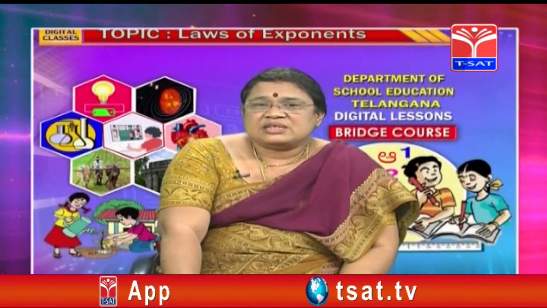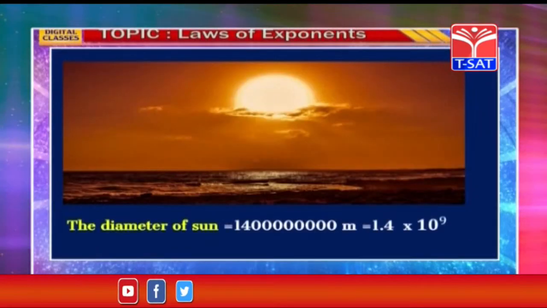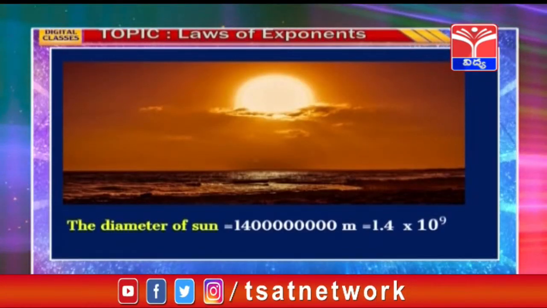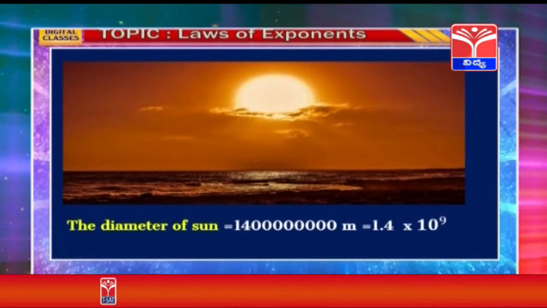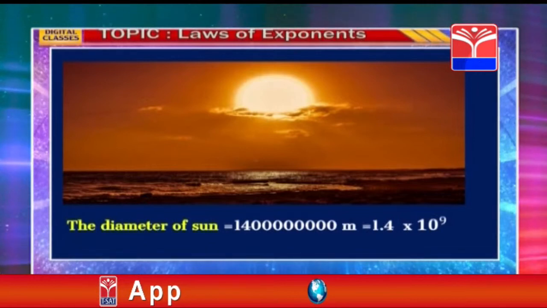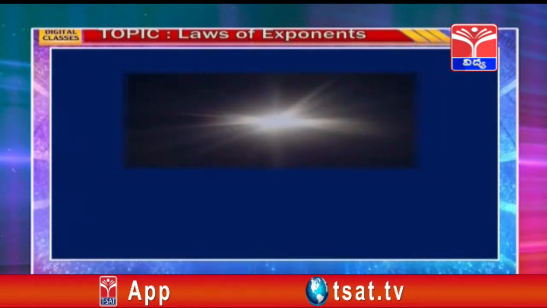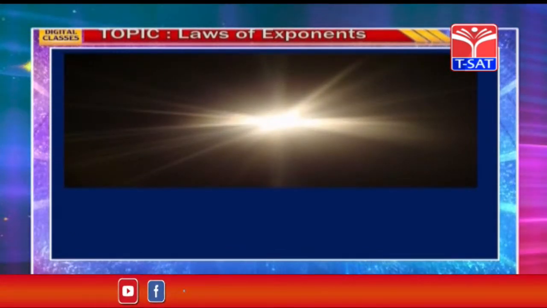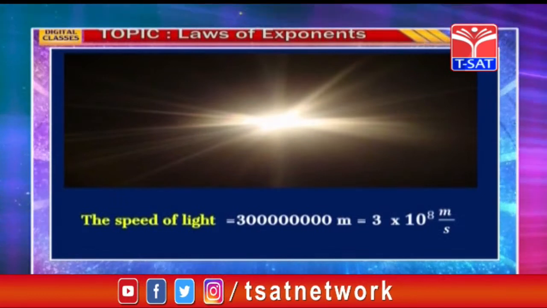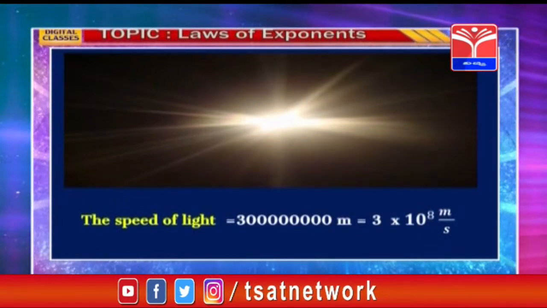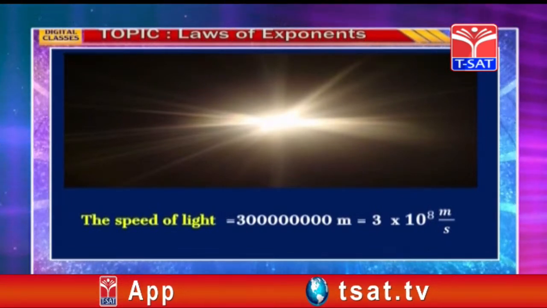Now these are sun rays. Early morning sun rays. Very good picture. Do you know what is the diameter of the sun? It is almost 140 crore meters. And this can be written as 1.4 into 10 to the power of 9. See here again, this is light. Do you know what is the speed of light? It is 30 crore meters. This can be written as 3 into 10 to the power of 8 meters per second.